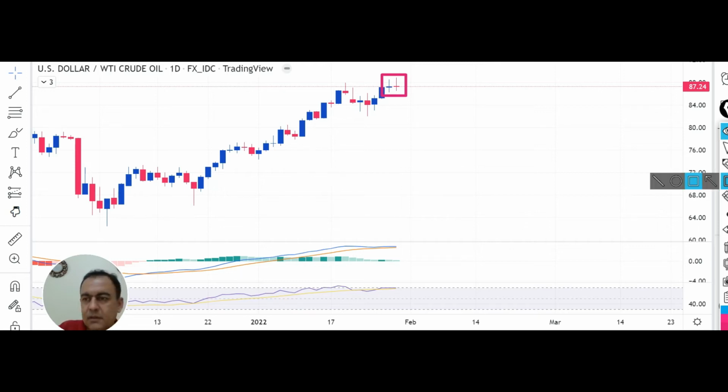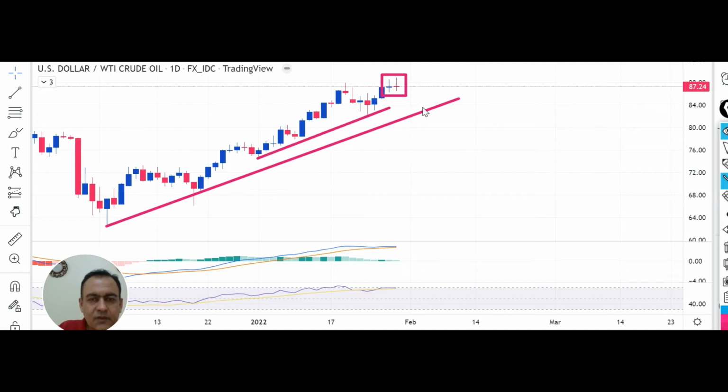So what we'll be looking at, I'll mark this trend line number one, trend line number two, and if we get a break below these trend lines, then it's going to be a good scenario to short this, at least till this area, which is 78 to 80 region. But the condition is it should break below the rising trend lines.